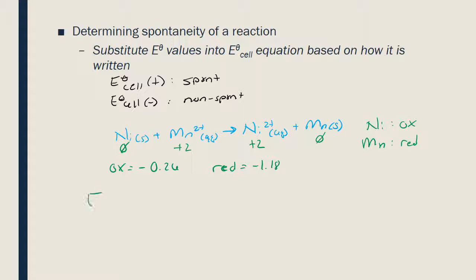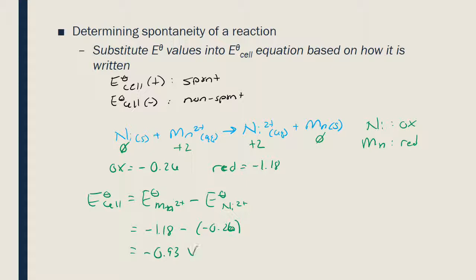So enter this in. E theta cell equals your E theta of your manganese ions, because they're being reduced, minus your E theta of your nickel ions, because that is being oxidized. So plug in your numbers, and you're going to get -1.18 minus a -0.26, and you get -0.93 volts. This is a non-spontaneous reaction as written. Therefore, if you hooked this up in a specific direction, it will not run.